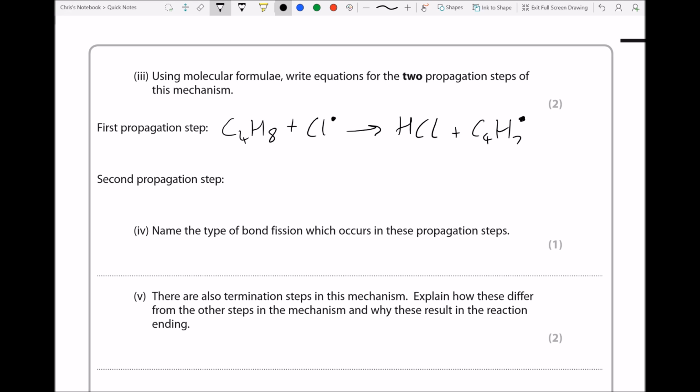Now, when you form the radical, this is how you know what your second step is. The radical from the first step must be the reactant in the second step. So we're just going to put C4H7 dot there. That gives you a little bit of a hint. Now, because we're reacting this, and it's a propagation step, remember, we need a non-radical. Because we're reacting this to form a haloalkane, or halogenoalkane, we need something that's a non-radical that contains a halogen.